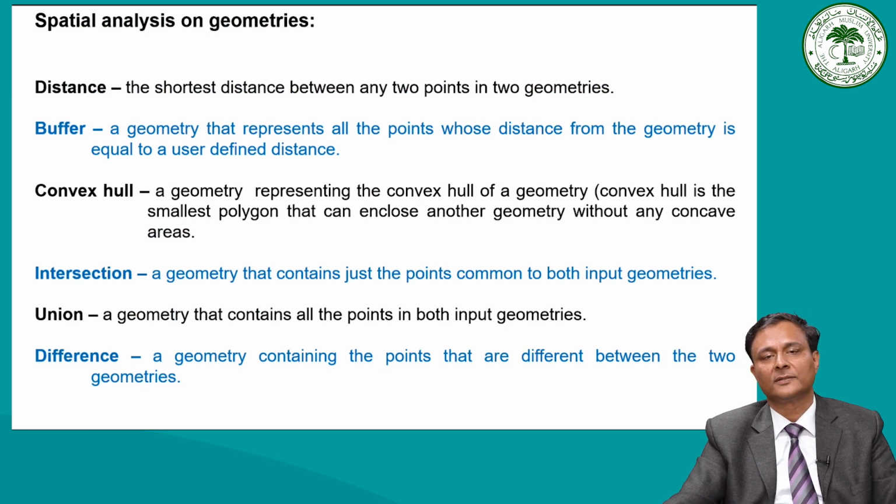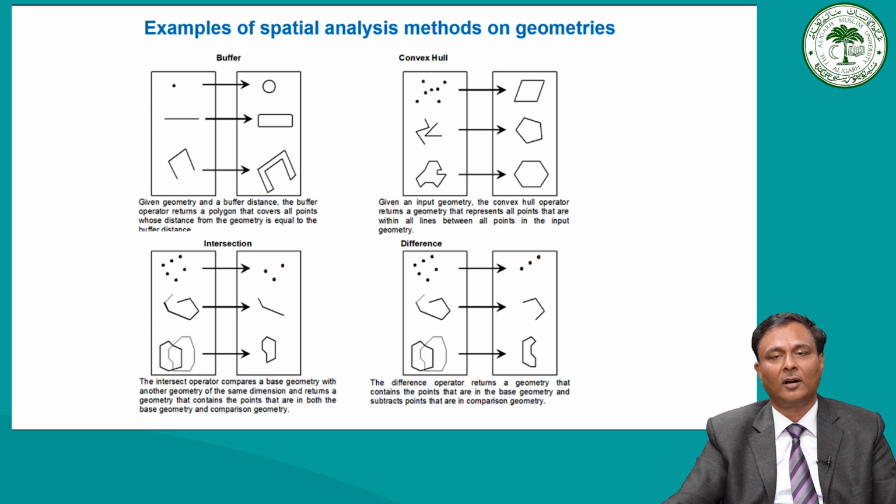Some more spatial relations and analysis on geometric objects. For example, distance, buffer, convex hull, intersection, union, a geometry that contains all the points in both input geometries, differences. These are all good examples of how we can see spatial analysis on geometries. The example of spatial analysis methods on geometries can be the buffer. The buffer is a geometry that represents all the points whose distance from geometry is equal to a user-defined distance.